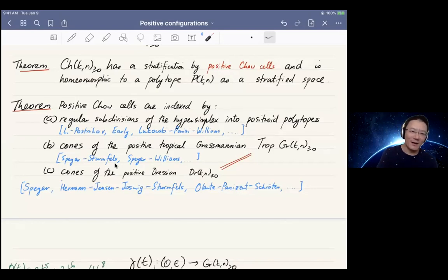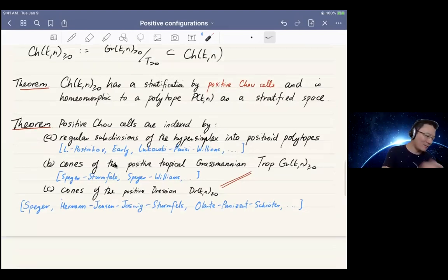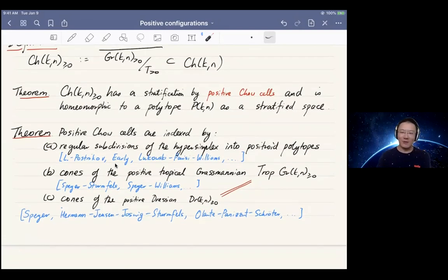It gives a geometric convex realization. In fact, the proof of the first theorem gives a lattice polytope with explicit integer coordinates, which is homeomorphic to this as a stratified space. So there is an explicit polytope P_{k,n}, and we can give you an algorithm to compute a polytope which has the same face structure as this one. Does that answer the question?